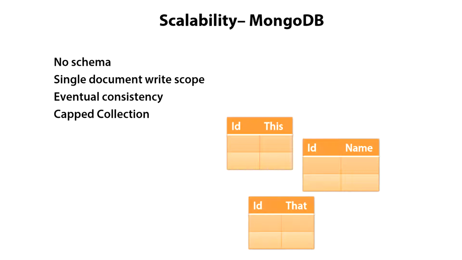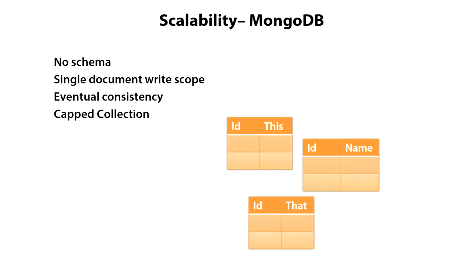Whereas MongoDB is highly scalable because of no schema and single document write scope. In MongoDB, the smallest unit of data is called a document, and a collection of documents is nothing but a MongoDB, in short. Anyway, locking within a single document is much easier than the relational style.